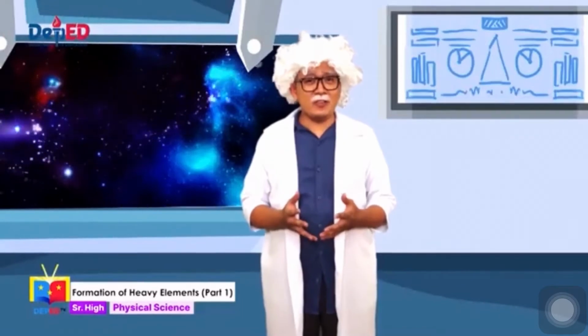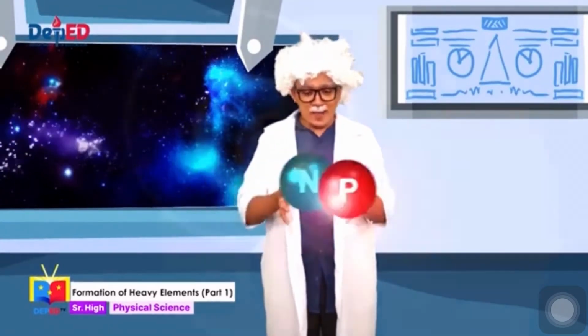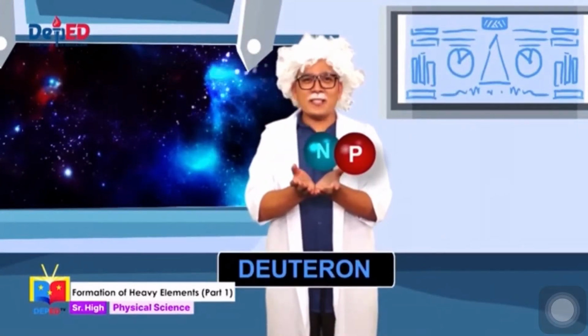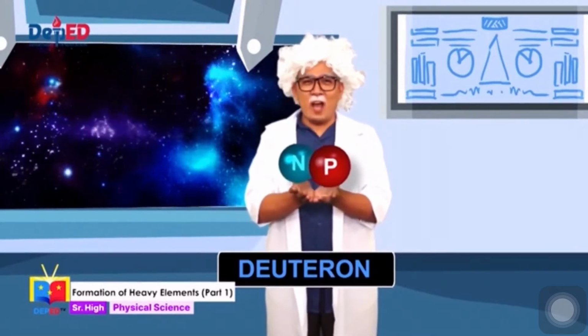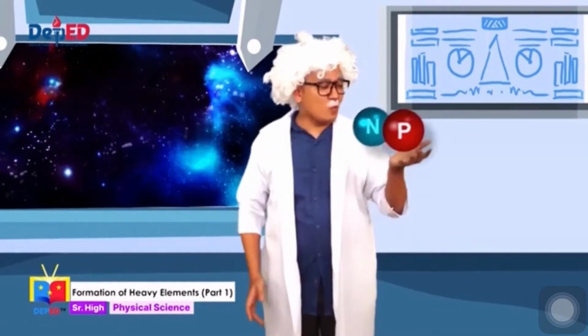How does this Big Bang nucleosynthesis work? Protons and neutrons collide and combine to form deuteron. Deuteron is an isotope of hydrogen that has one proton and one neutron. How do we know that this deuteron is an isotope of hydrogen and not of any other elements? It's because it has one proton. And all atoms that have one proton are hydrogen.